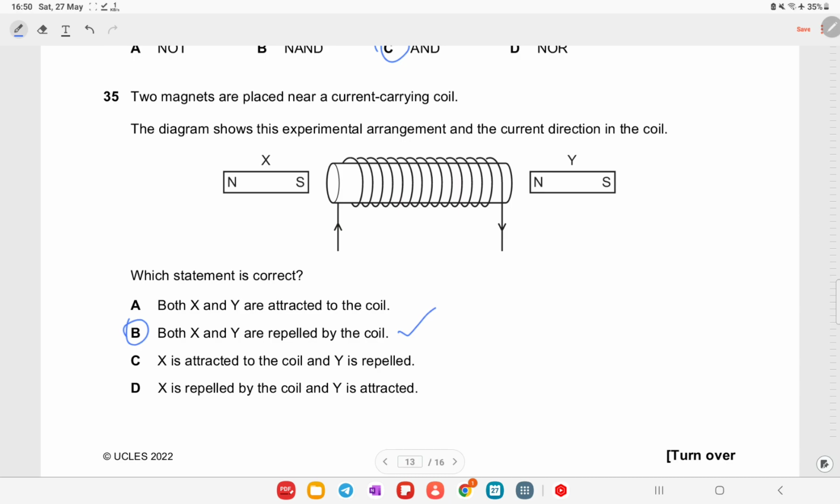You can use the right hand grip rule to find out which is the north pole and which is the south pole. This is going to be your north pole and this is a north pole, so this is going to be repelled. And this is going to be a south pole and this is a south pole, so they are going to be repelled. So you have to use your right hand grip rule.